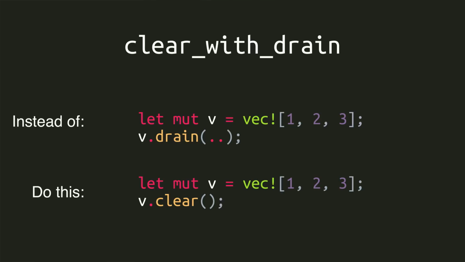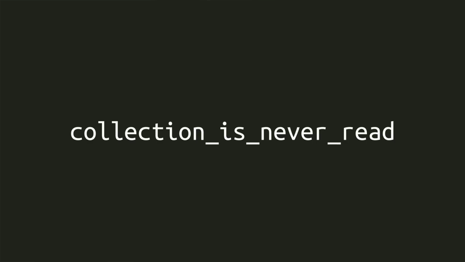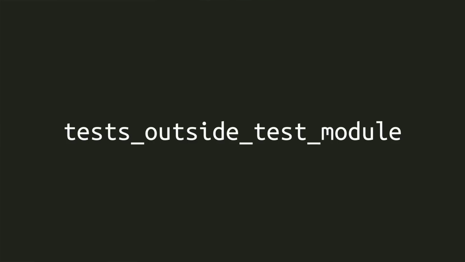The clear_with_drain lint helps you avoid allocating an unnecessary iterator to drain a vector when you could just call the clear method instead. The collection_is_never_read lint checks for collections that you create and modify, but never read from. I mean, what good is it to create and sort a collection if you're just going to drop it without using it? Tests_outside_test_module makes sure all of your tests are inside of a test module configured to only be compiled when running tests. Otherwise, your test will be compiled and included in your binary or library unnecessarily.